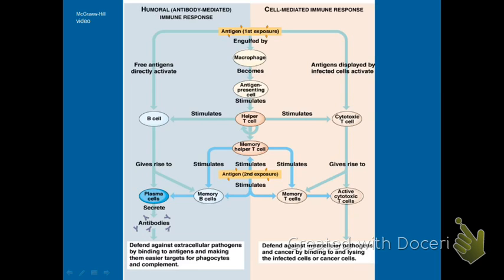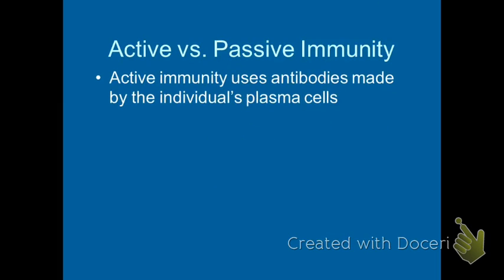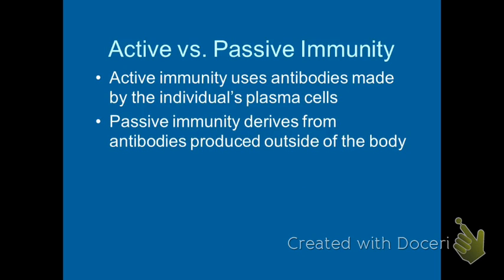So this is a really nice summary. You guys have this on your reading guide so that you can map out what's going on in the third line of defense. All right, active versus passive immunity. Both of these are third line of defense pieces, but active immunity is going to use antibodies that you make yourself. So if you have a cold like I do right now, I'm producing antibodies, that's active immunity. Passive immunity you get from somewhere else.